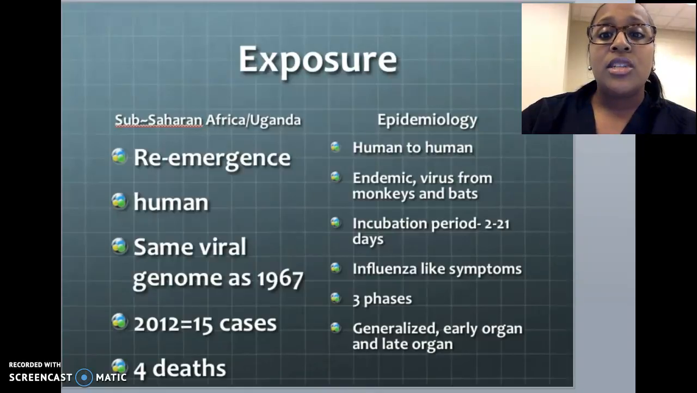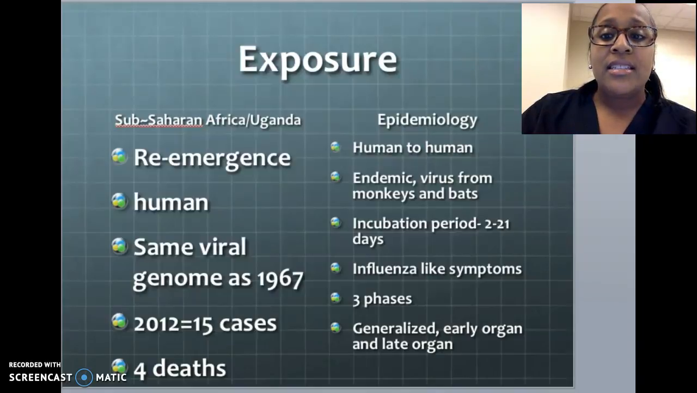The epidemiology is usually from human to human. It's endemic, and the virus usually comes from monkeys and bats. There's an incubation period of about 2 to 21 days. And most often, your first symptoms are influenza-like. You'll get the headache, the chills, the malaise, the myalgia, all that.